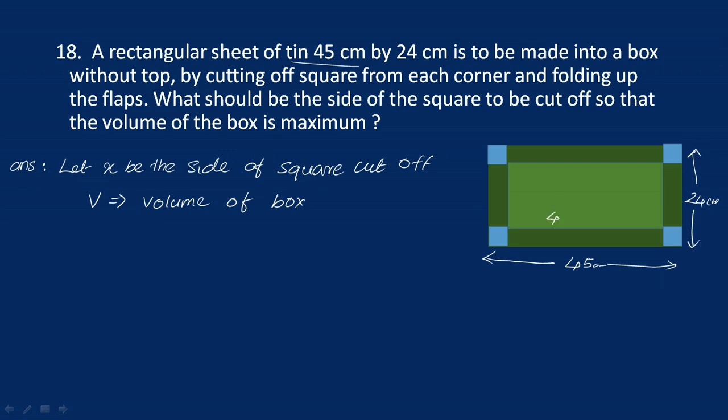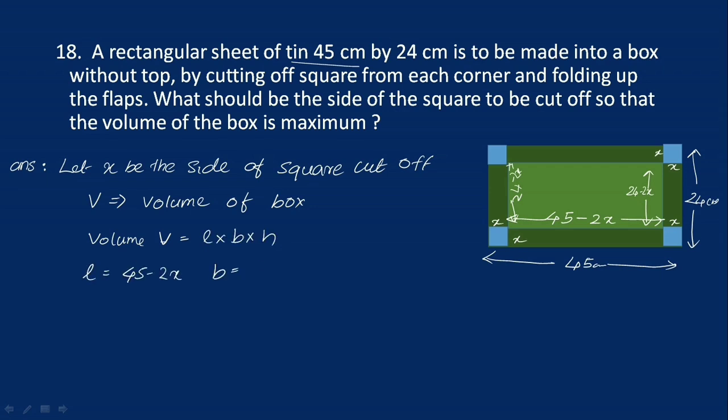So if x is being cut from each side, we have x plus x, that is 2x. So 45 minus 2x will be the length of the box and 24 minus 2x will be the breadth of the box. So what is the volume? Volume is equal to L into B into H, that is length into breadth into height. Length will be 45 minus 2x, breadth will be 24 minus 2x and height is x. So volume is equal to (45 minus 2x) into (24 minus 2x) into x.